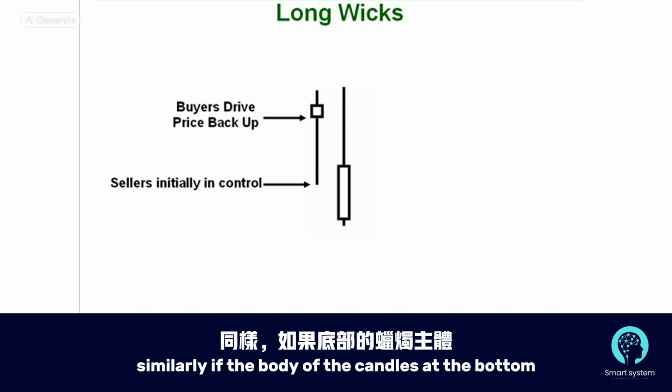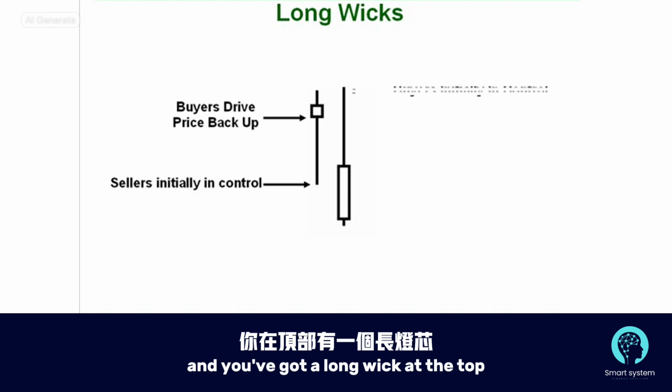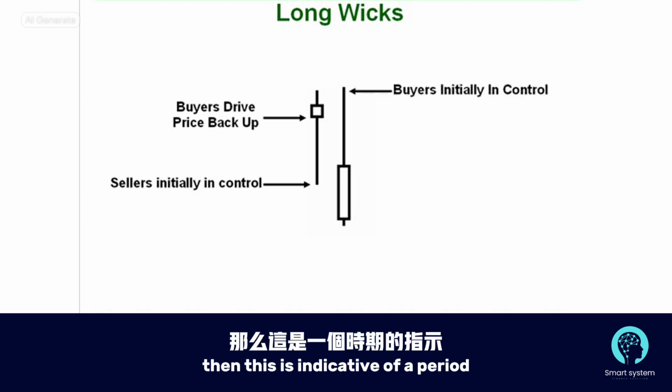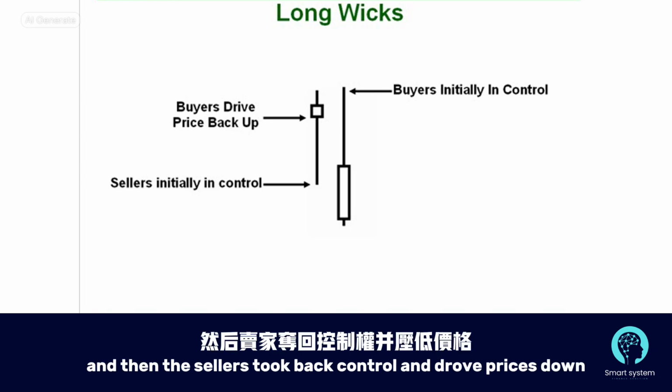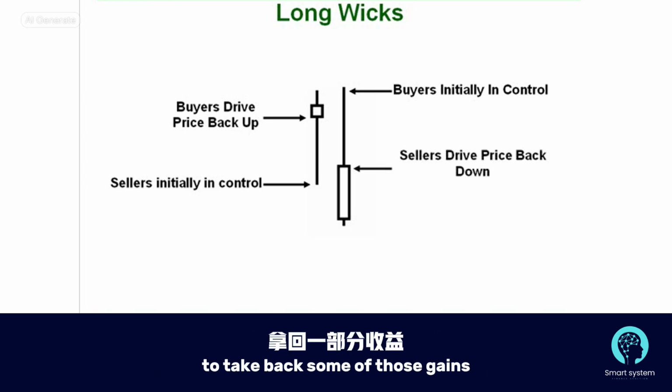Similarly, if the body of the candle is at the bottom and you've got a long wick at the top, then this is indicative of a period where the buyers were initially in control and then the sellers took back control and drove prices down to take back some of those gains and close the trading period closer to the open than would have otherwise happened.